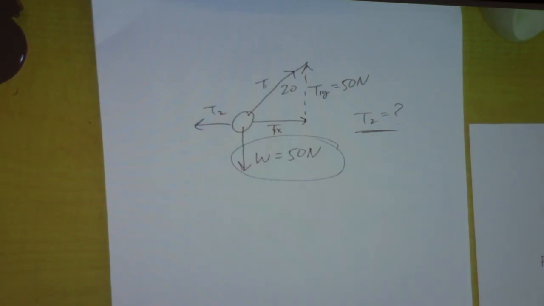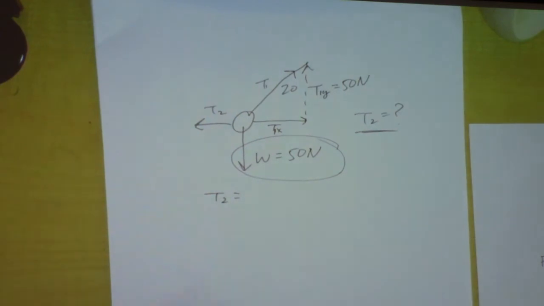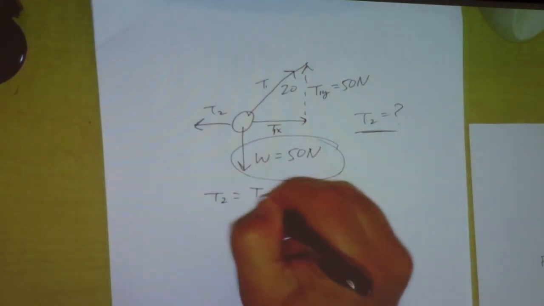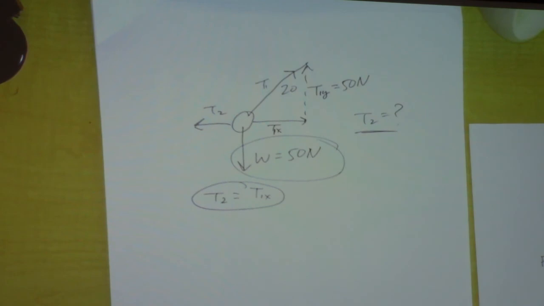Okay, so we're getting somewhere. We really want to know what T2 is, though. What does T2 have to be equal to from my picture? I don't know how much yet, but it's equal to something written in the picture. T1x, excellent, because all the horizontal forces are balanced. So if there was a way to get T1x, I'm in business, because that's equal to T2.